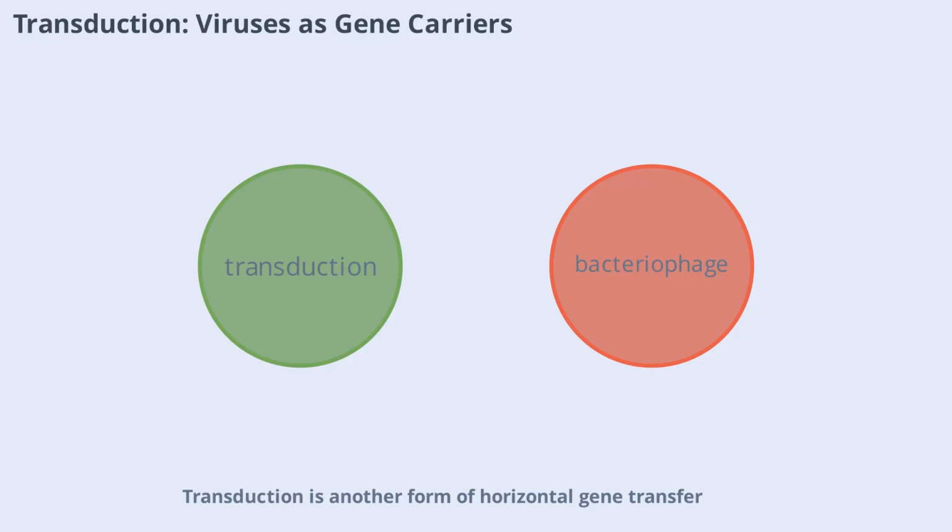Transduction is another form of horizontal gene transfer, where viruses called bacteriophages transfer genetic material between microbes. When a bacteriophage infects a microbe, it can accidentally package some of the host's DNA and deliver it to another cell. This process can spread beneficial genes quickly through a population. Transduction highlights the interconnectedness of microbes and viruses in shaping genetic diversity.